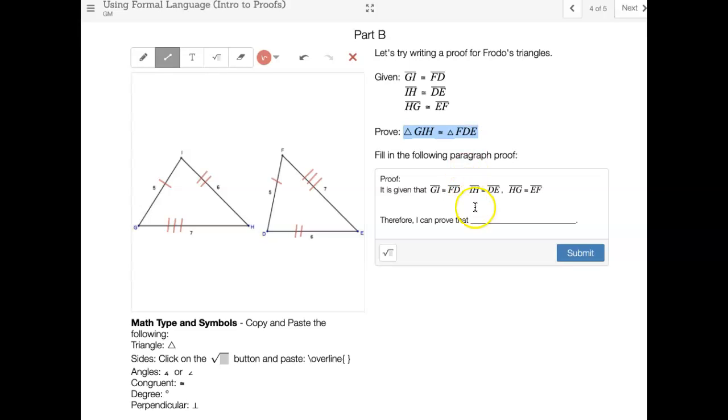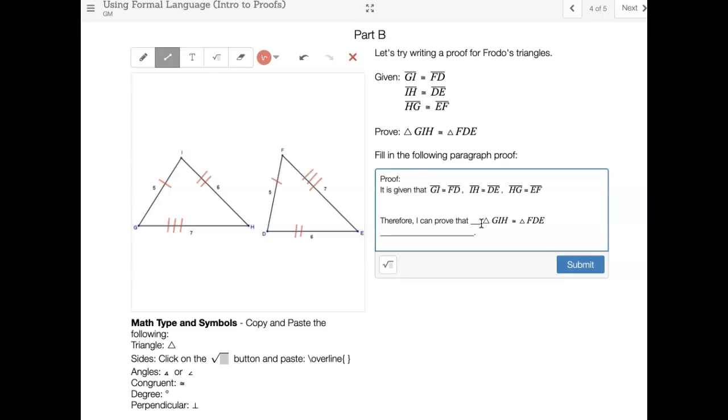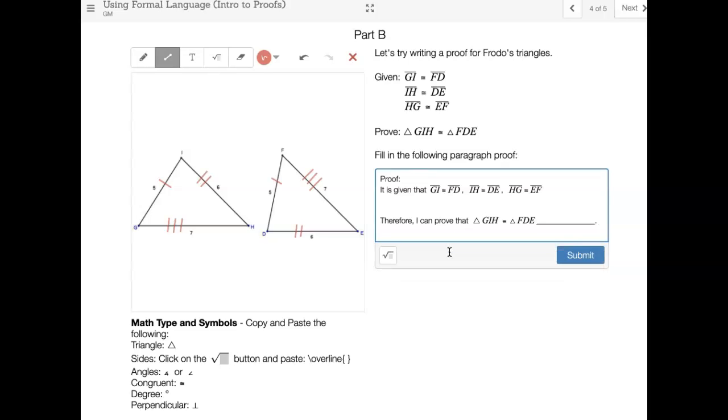So I'm going to copy that, Command-C, or Control, depending on what kind of computer you have. This one is Command, but I know some of them are Control. Anyhow, if I copy that, that's what I wanted to prove, that the two triangles are congruent. Therefore, I can prove that triangle GIH is congruent to triangle FDE by side. I'm going to recopy this little congruent symbol so I can paste it by side congruence.